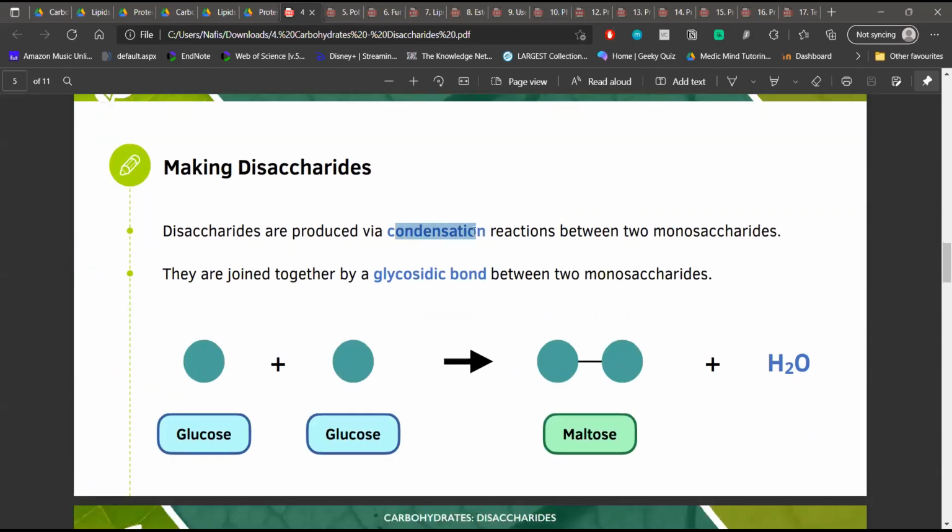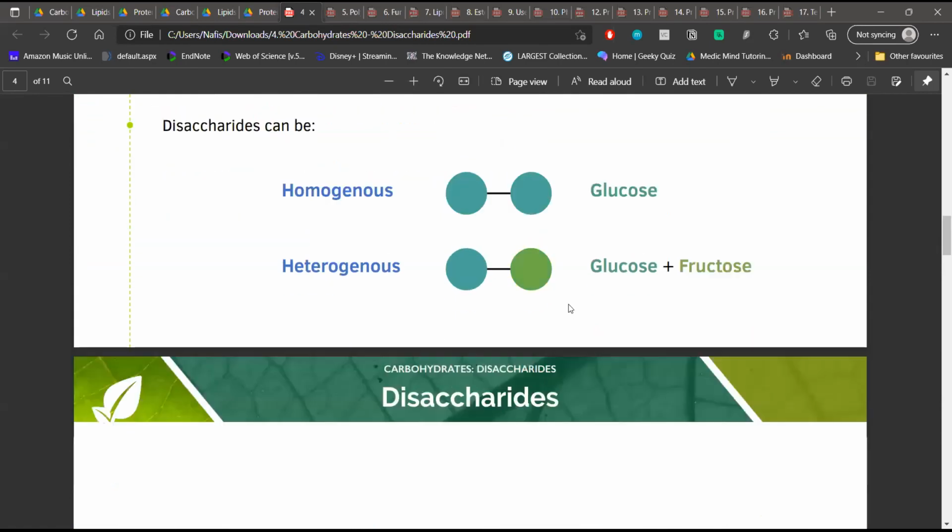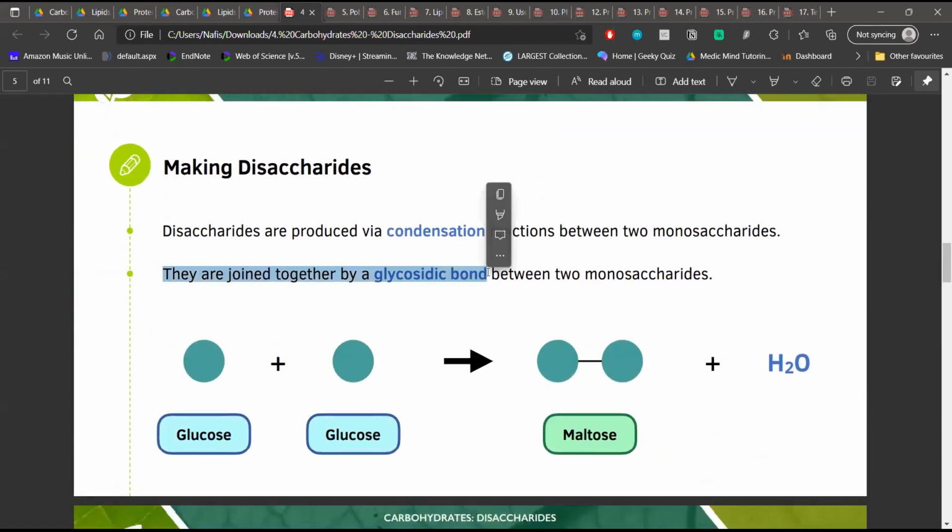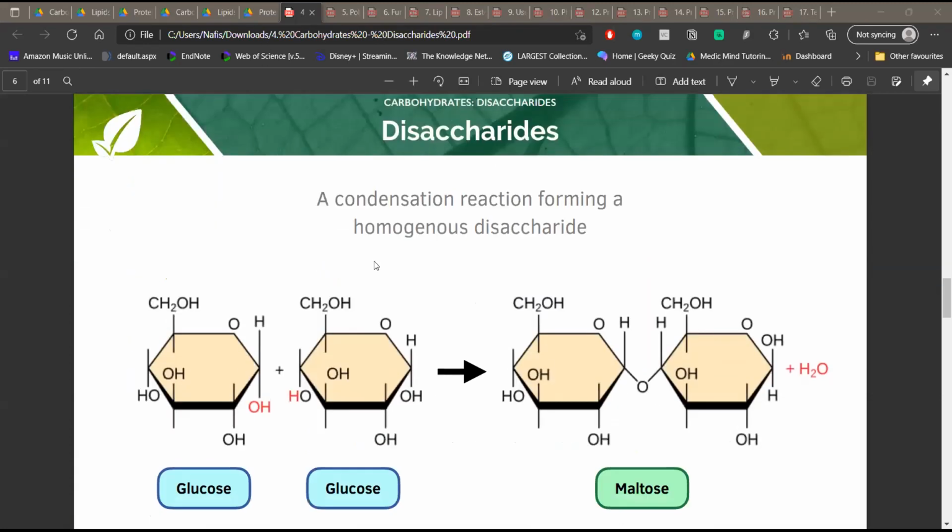Disaccharides, again, are produced via condensation reactions between two monosaccharides, and they'll be joined together by a glycosidic bond. It's usually a 1,4 or a 1,6 glycosidic bond, and understanding the difference between them is huge. 1,4 is the bond between carbon 1, so the first carbon, and carbon 4, while 1,6 is between carbon 1 and carbon 6. This is crucial because fructose and glucose reacting cannot have any 1,6 bonds, as fructose doesn't have six carbons. So all of them will be 1,4 bonds in glucose and fructose.